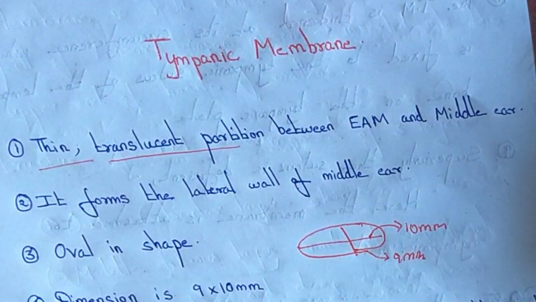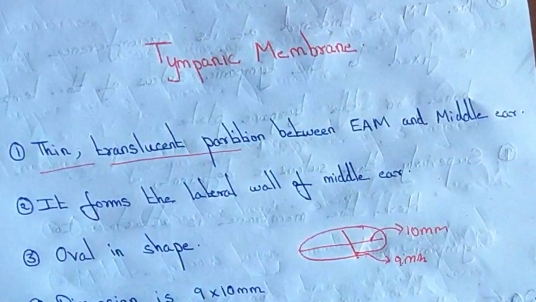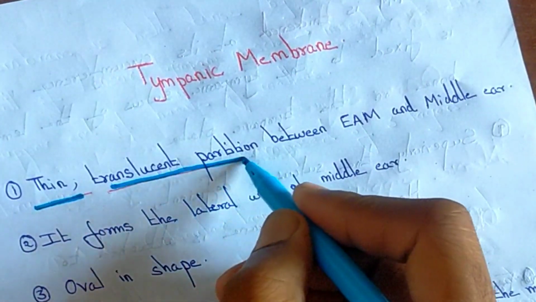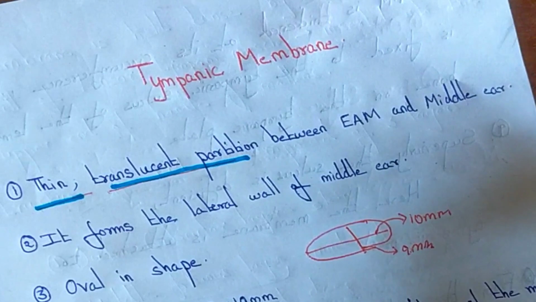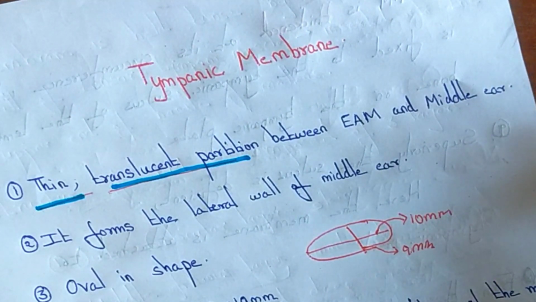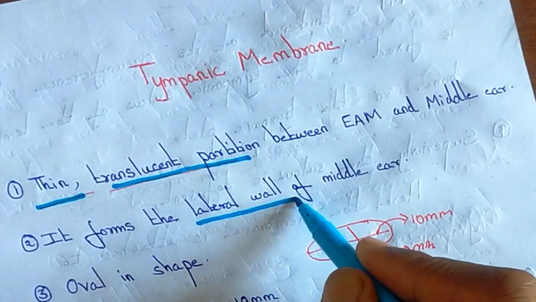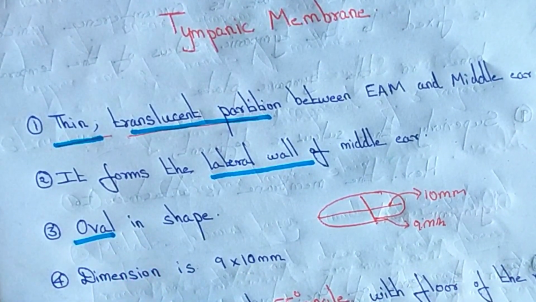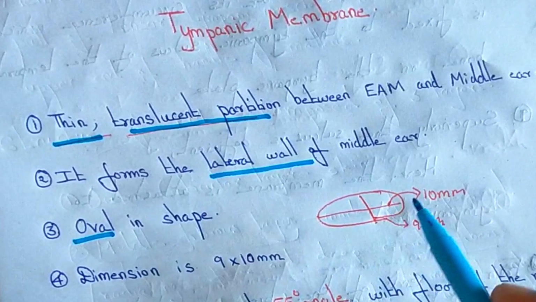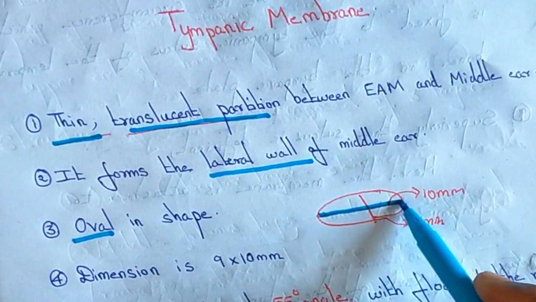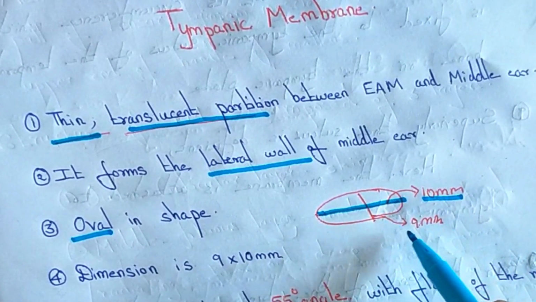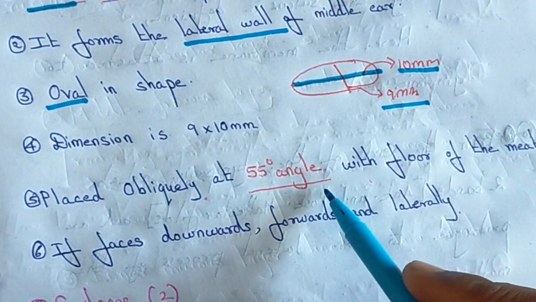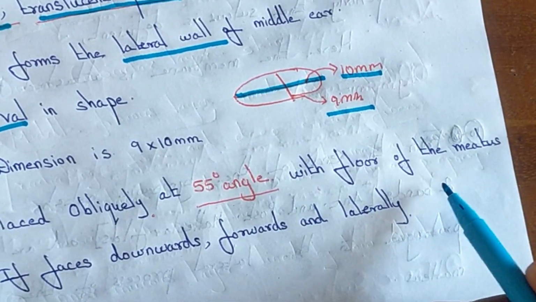Now let's see the general features of the tympanic membrane. It's a thin and translucent partition which separates the external acoustic meatus and the middle ear. It forms the lateral wall of the middle ear cavity. It's oval in shape. The dimension is 9 into 10 mm, that is, its largest diameter is 10 mm and the smallest diameter is 9 mm. It is placed obliquely at a 55-degree angle with the floor of the meatus.